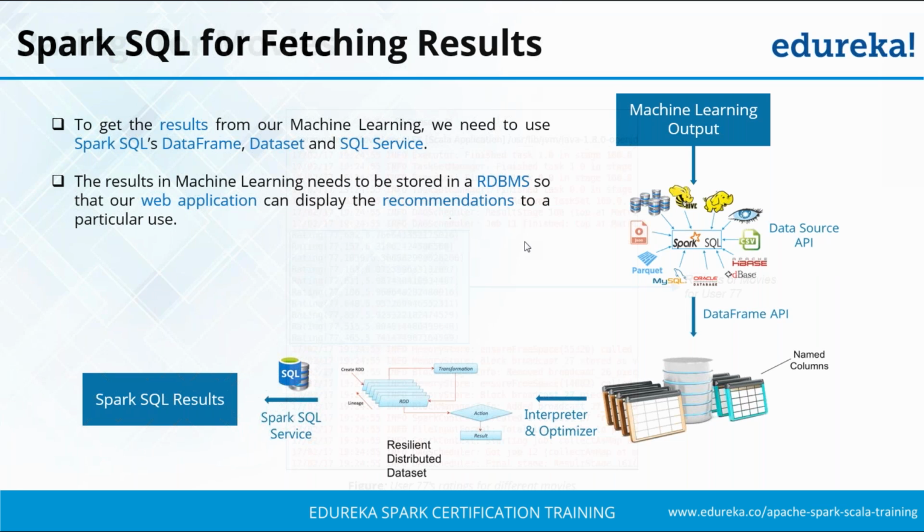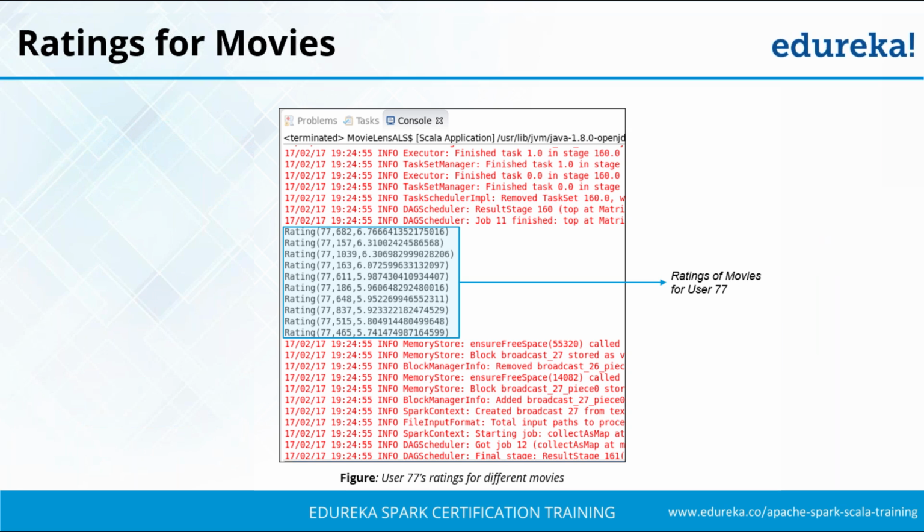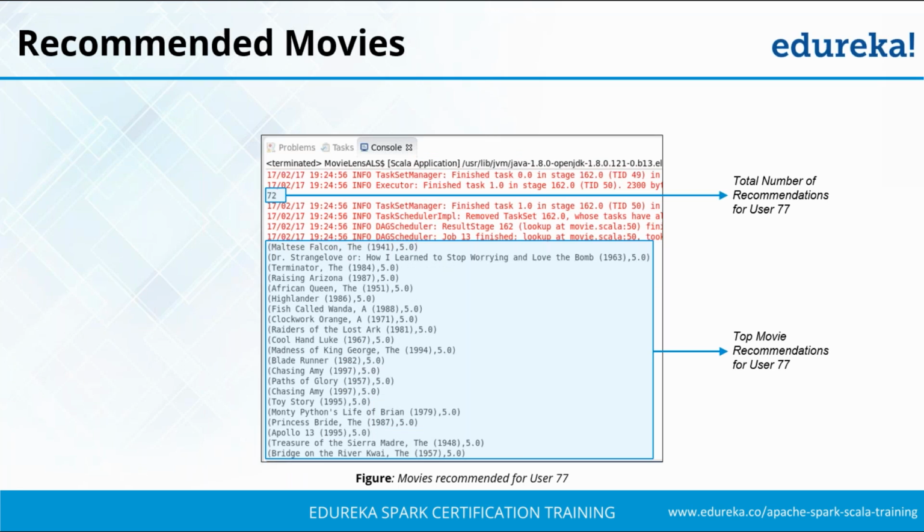Now, this is how your rating for movies will look. Let's say there's a user 77. As you can see in this data set, this is user 77. Let's say he is rating all these movies. That's what we can see in our prediction as well. Now, how many total recommendations can we do for user 77? Our ALS algorithm is going to return that we can just do it for 72. These are the movies we are recommending, so let's say the top movie recommendations for this user 77. This we will all see in our output once we execute the program.